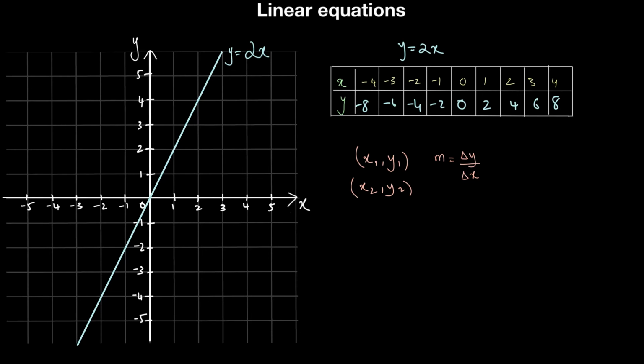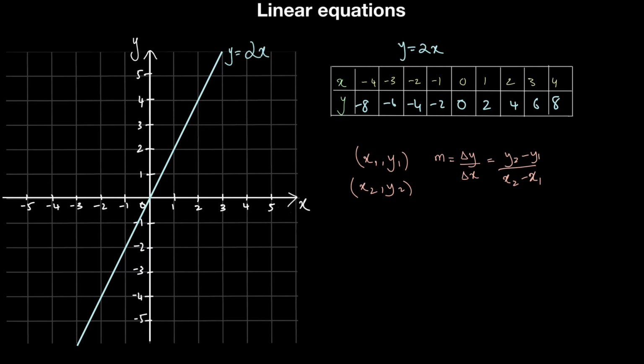So the change in y over these 2 points is simply the difference in the y coordinates over the difference in the x coordinates. So change in y over the change in x, if I have 2 known points, the slope is simply y2 minus y1 over x2 minus x1. And I can calculate the slope for a given equation.